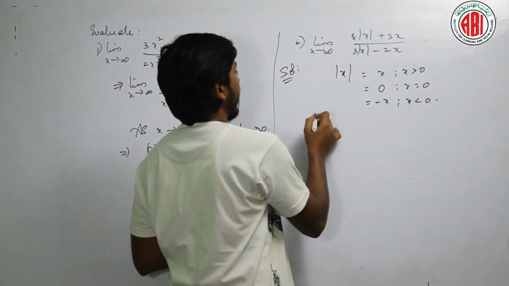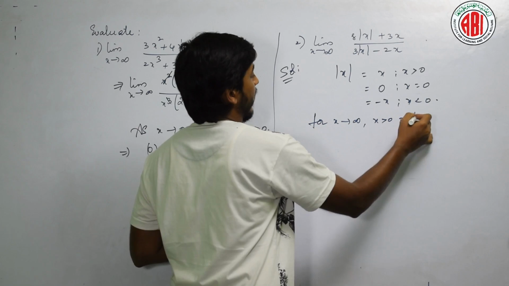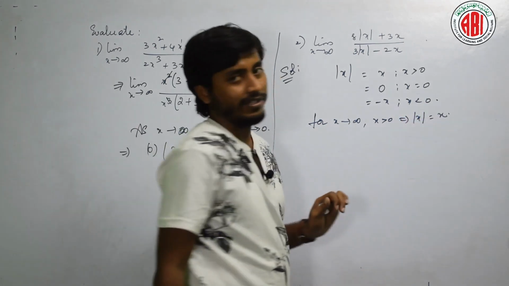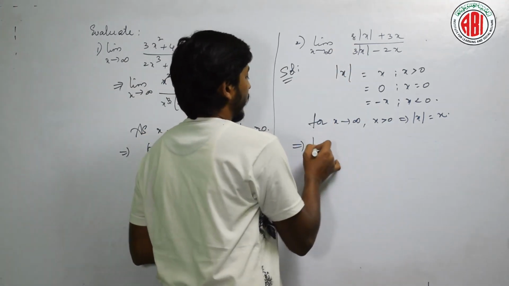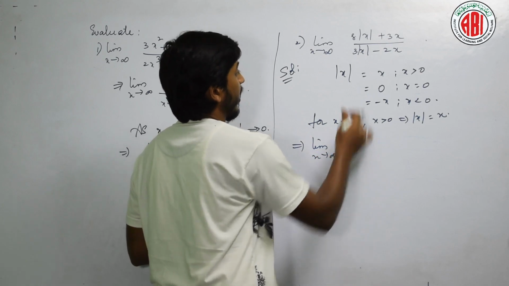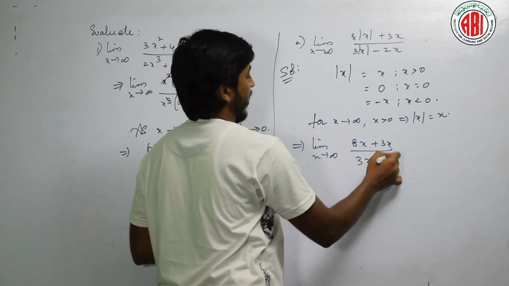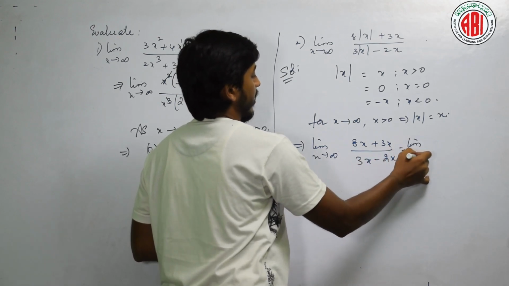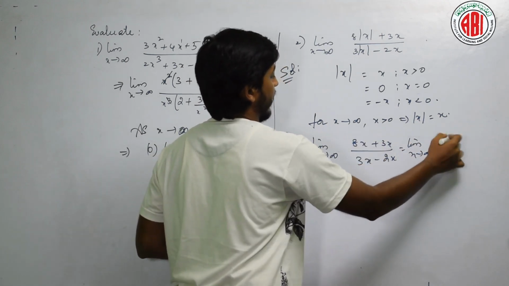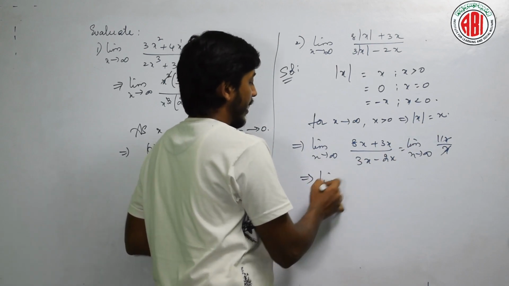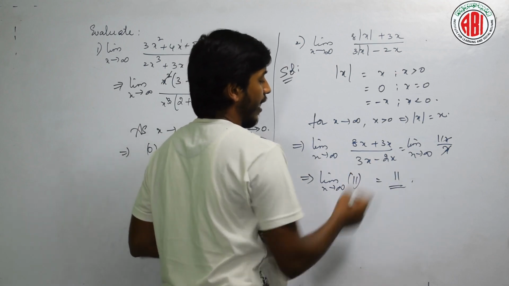Right. Now tell me, for x tends to infinity, x is greater than 0, that is mod x is always equal to positive x. You have to write that step, then only you can solve this. Okay, that is limit x tends to infinity of 8 mod x is nothing but 8x plus 3x divided by 3x minus 2x, that is limit x tends to infinity of 8 plus 3 is 11x by 3x minus 2x is x, x will get cancelled. I will get limit x tends to infinity of 11. There is nothing to substitute, therefore the answer will be 11.